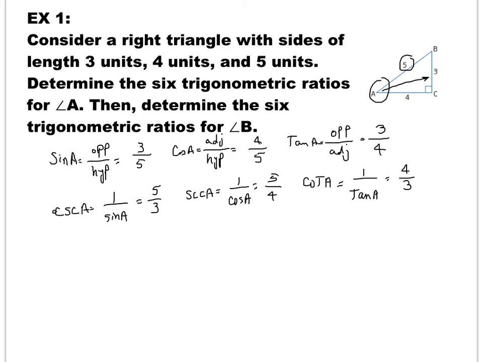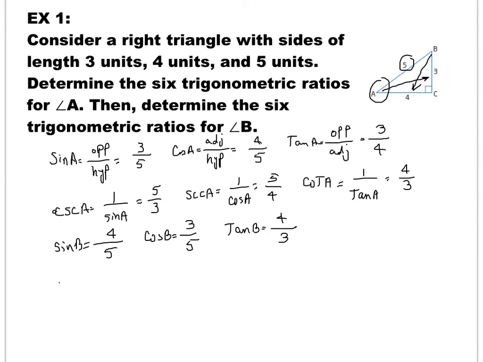Now it says determine the 6 trigonometric ratios for angle B. Now we do the same thing. We say sine B is opposite, which is 4, because opposite to angle B is 4, and hypotenuse is 5. Cos B is adjacent to angle B, which is 3, over hypotenuse, which is 5. And tan B is opposite to angle B, which is 4, over adjacent, which is 3.